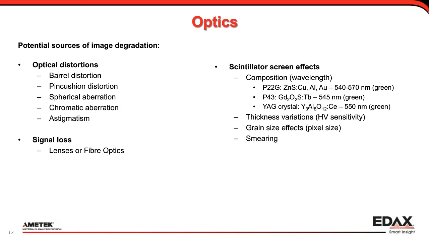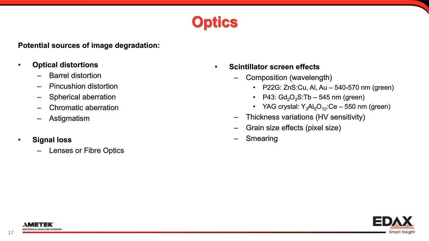So all of these, also a Yak crystal that you can use, are giving light in the green wavelength domain, which is also where the detectors are the most sensitive. Then you also have some thickness variation that will give you some effects on the sensitivity for high voltage. So if you go low voltage or really high, you have some effect on the thickness.